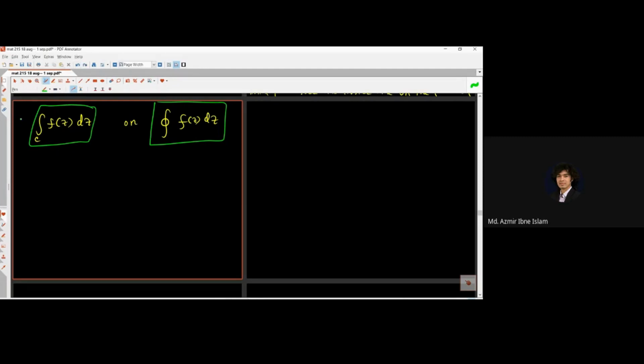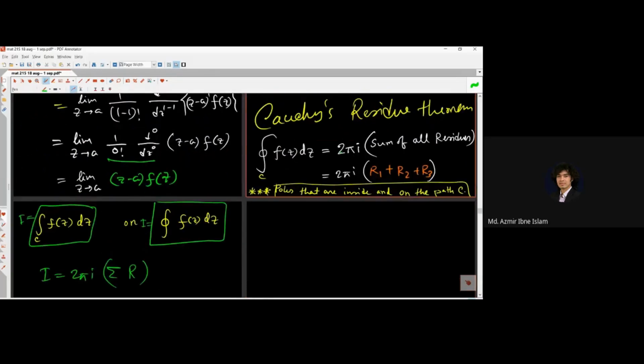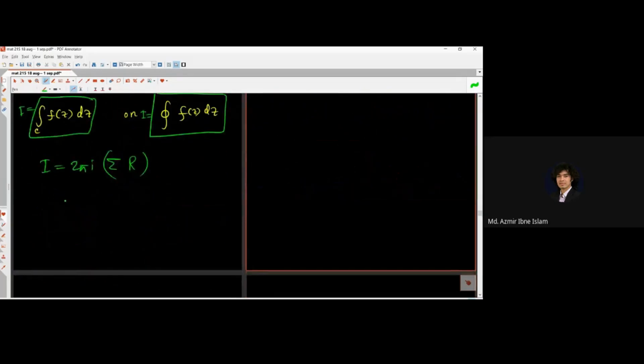Cauchy's residue theorem says that, let's say this is I equal to this integral. So I equal to 2 pi i sum of all residues. That means 2 pi i sum of all residues, or we can say 2 pi i residue 1, residue 2, residue 3, residue 4 up to residue n. Okay. So we will find only the residues that are inside and on the circle or on the path, and other poles that are outside will be ignored.